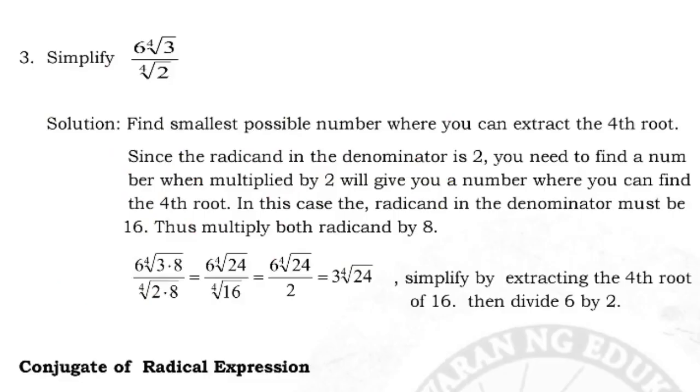Example number 3. Simplify 6 times the 4th root of 3 divided by the 4th root of 2. In here, we're going to find the smallest possible number from which you can extract the 4th root. Since the radicand in the denominator is 2, you need to find a number that, when multiplied by 2, will give you a number whose 4th root you can find. In this case, the radicand in the denominator must be 16. Thus, multiply both radicands by 8.